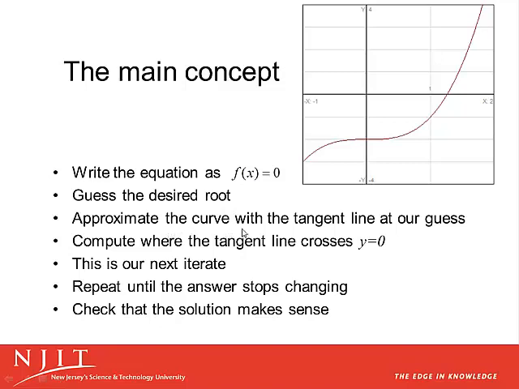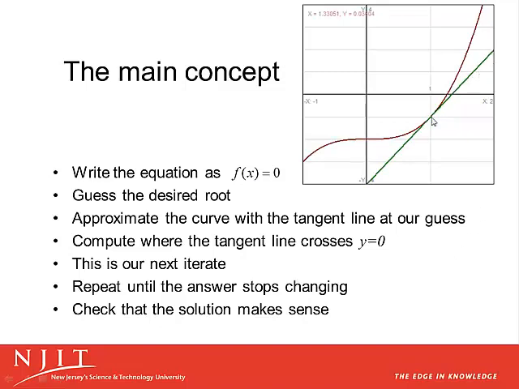We approximate the curve with the tangent line at our guess. So we're going to make a guess, say over here. We're going to draw the tangent line at that point, and we'll see where the tangent line crosses y equals 0, or the x-axis, and that's the next iterate. And then we go on again, find the y value at that point, the slope, and we continue on, and we repeat until the answer stops changing. And of course we have to check that our solution makes sense.